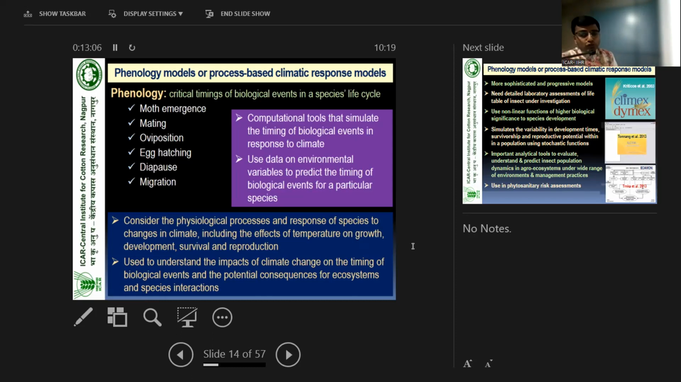And they are used to understand the effect of climate on the timings of biological events, meaning the phenology of insects, and the potential consequences for agroecosystems and species interactions. That's why they are more useful to understand in more detail and to plan the management strategies.